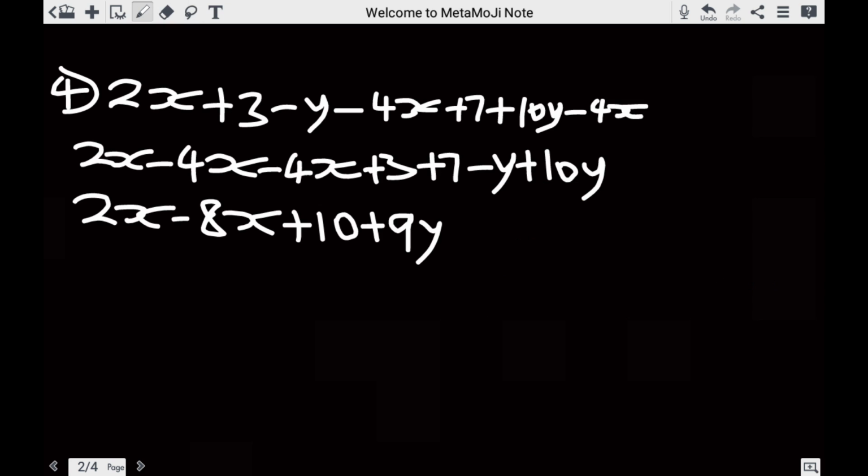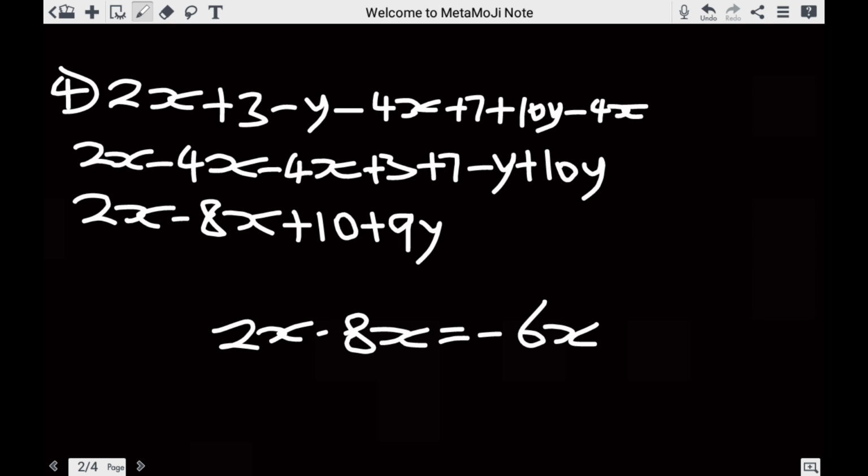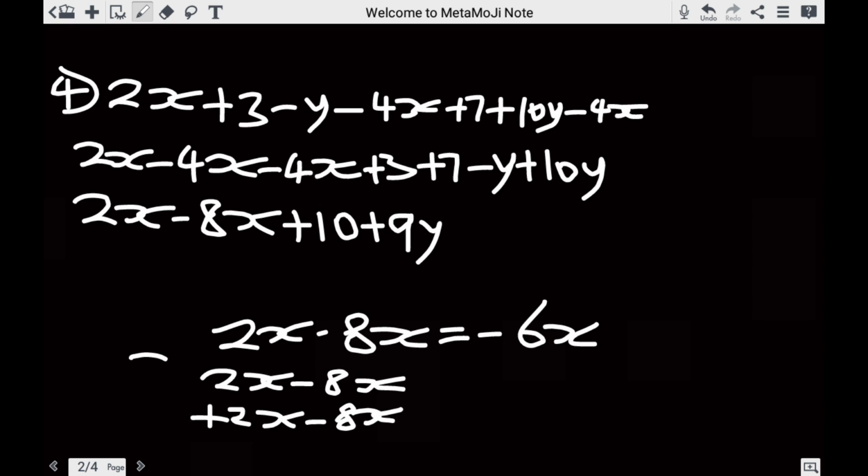Then let's continue. So what is 2s? Because 2s and 8s are also like terms. So what is 2s minus 8s? 2s minus 8s is going to be minus 6s. Why? Because you can simply write 2s minus 8s as plus 2s minus 8s. Because in maths, there is an invisible sign in front of these 2s. So if you don't see any sign there, it's always a plus sign. So therefore, you can write it as plus 2s minus 8s.